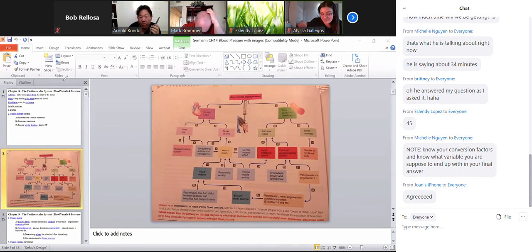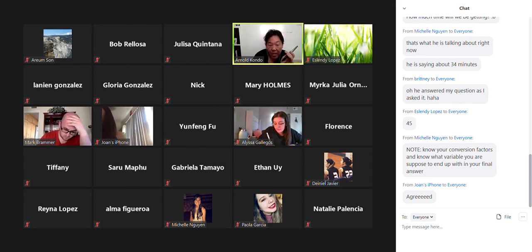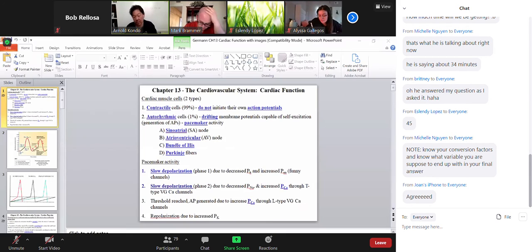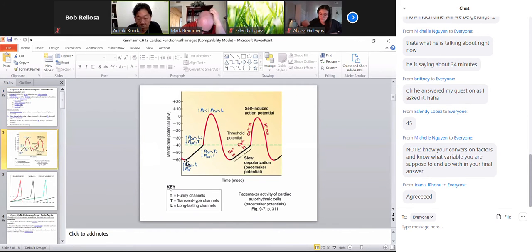And so what we really want to focus on is, of course, everything on the left-hand side. This is where chapter 13 comes into play. When it summarizes the autorhythmic cells, which actually set the pace of the heart, I don't care about slow phase 1 or slow phase 2. Basically, we're going to break each of these phases down into just the slow depolarization phase. We don't care about phase 1 or 2, fast depolarization, fast repolarization.